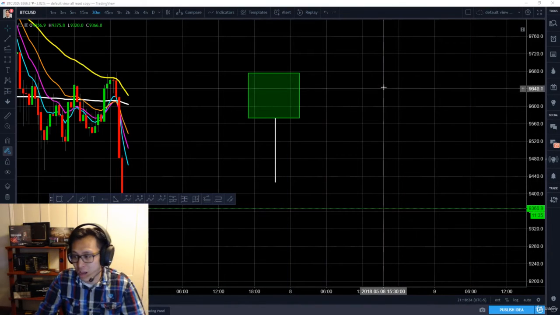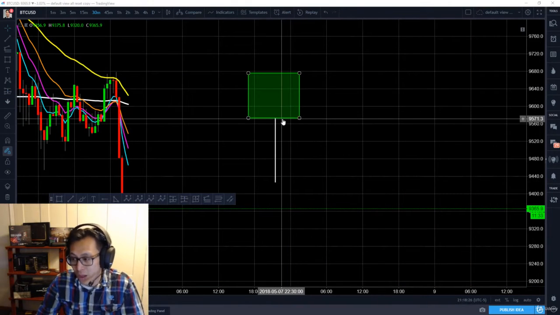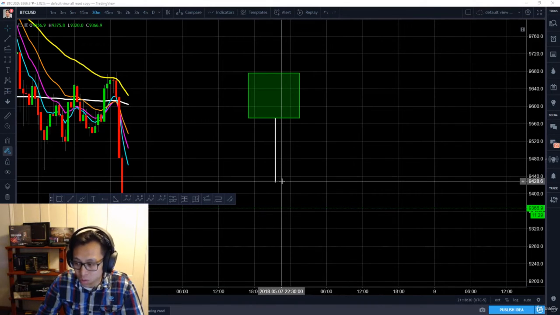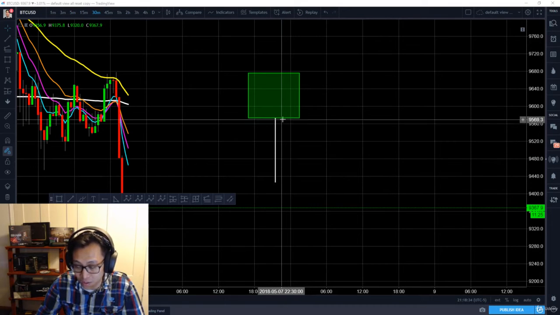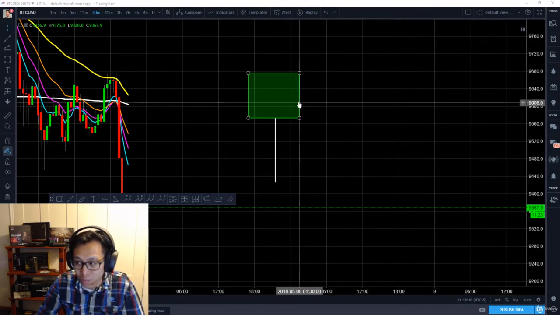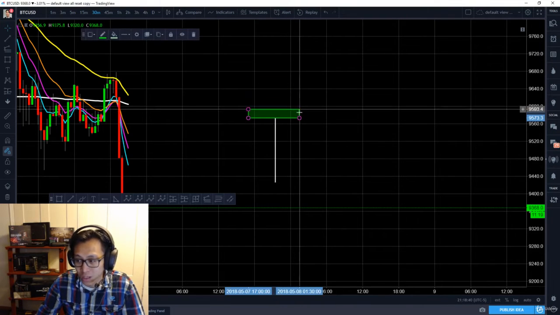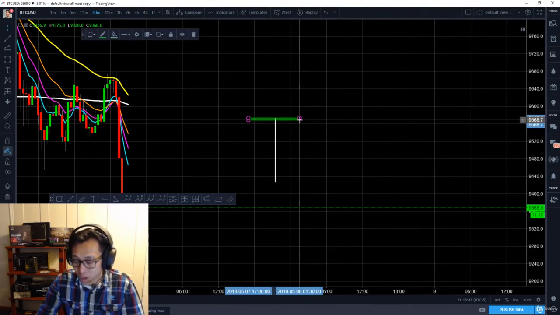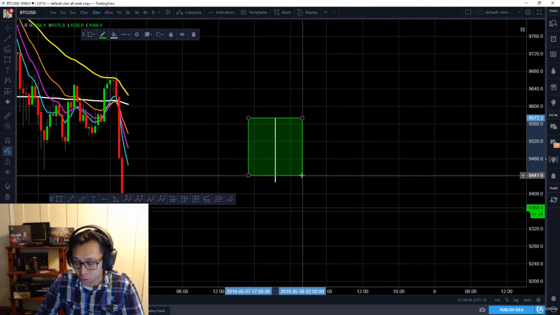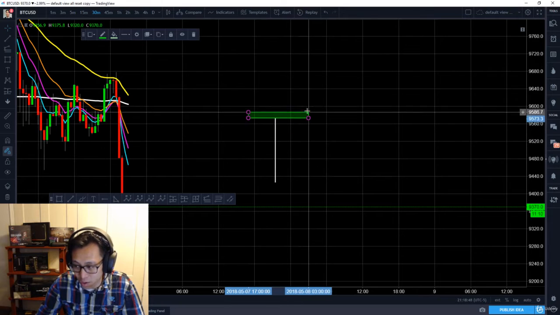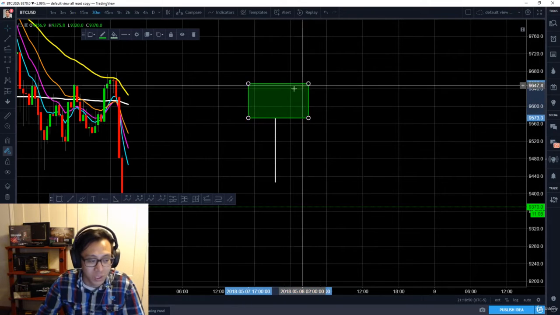So the hammer candle implies this, okay? That the bears attempted to push well below, but the bulls actually defended it very successfully, pushing it all the way back up. So it opened right here and it closed right there. At the beginning, the bears tried to push it down, but the bulls defended it, pushing it all the way back up, hence the hammer.